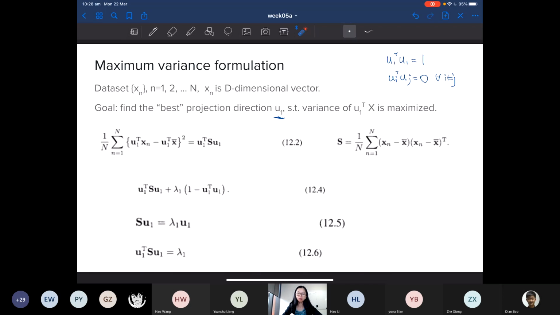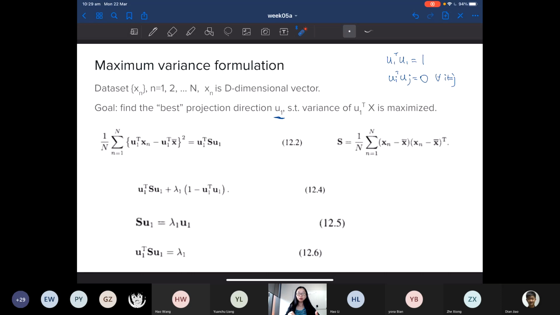So this already looks familiar. It's the definition of the eigenvalue and eigenvectors. And furthermore, if we multiply u1 transpose on both sides, we get that the eigenvalue of u1 is lambda 1.